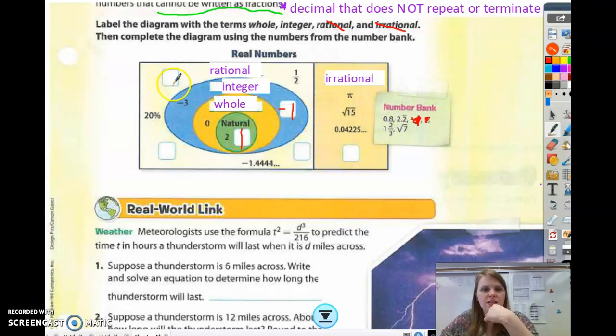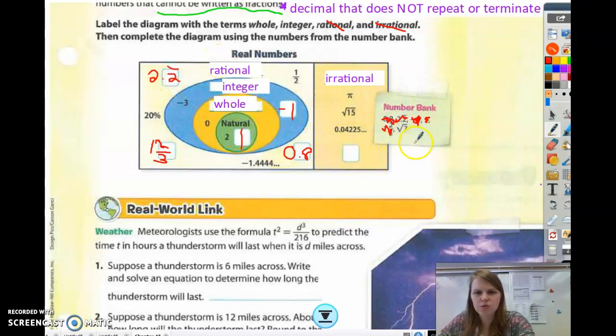What else we got? Now we need some rational numbers. Rational numbers can be put into a fraction. Which of these can be put into a fraction? Well, 1 2/3 is certainly a fraction. What else we got? 0.8. Can't that be put into a fraction? Because 0.8 should be 4/5. So 0.8. And how about 2.2 repeating? I think that could go here.